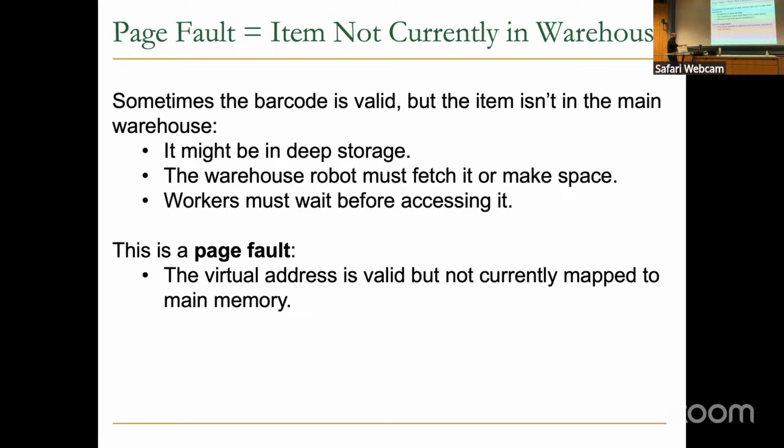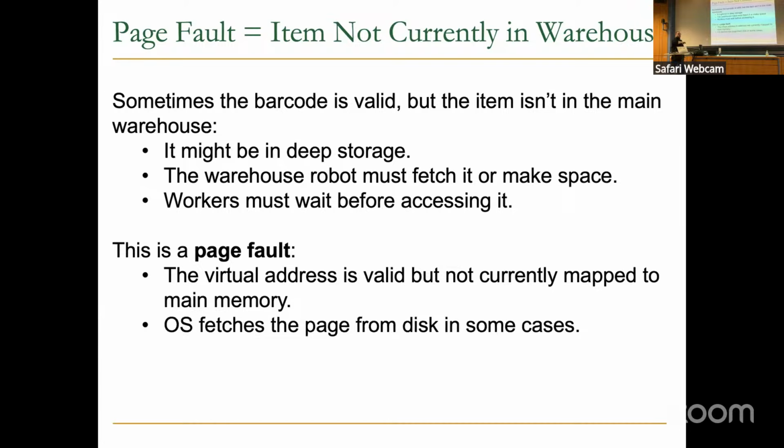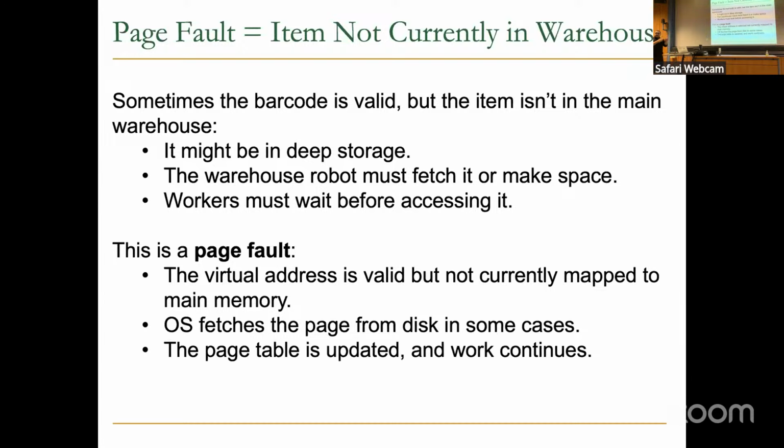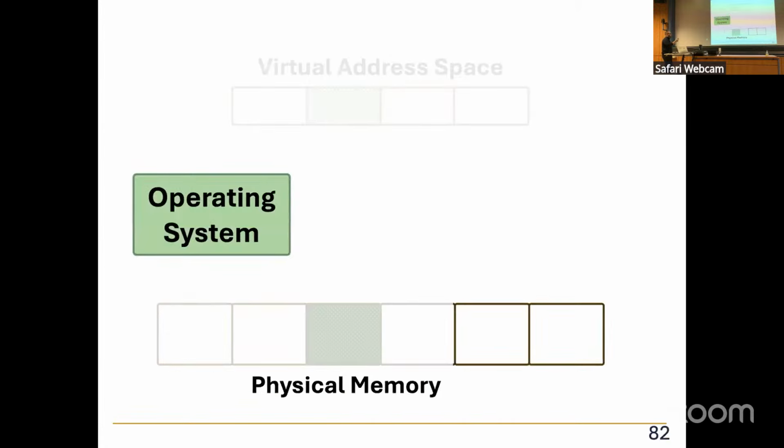The virtual address is valid, but it's not currently mapped to the main memory. In some cases, you may need to fetch it from the disk. In other cases, you may not need to fetch it from the disk. But the operating system needs to handle the creation of the virtual to physical mapping. The page table then is updated and the work continues. And if we want to access pages which are on the disk, which are swapped out of the memory, that's a very painful process, equal to waiting for the robot to fetch the item from the deep storage.